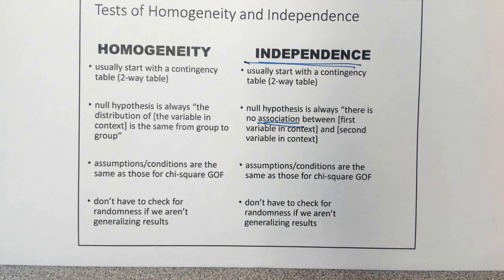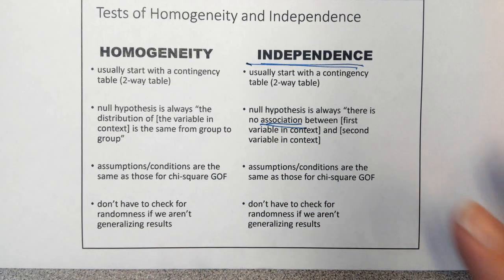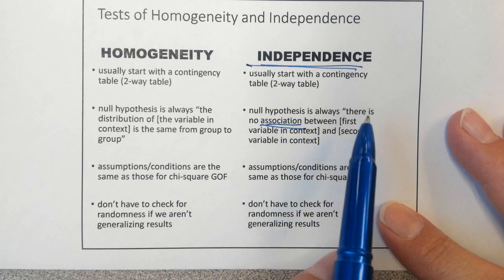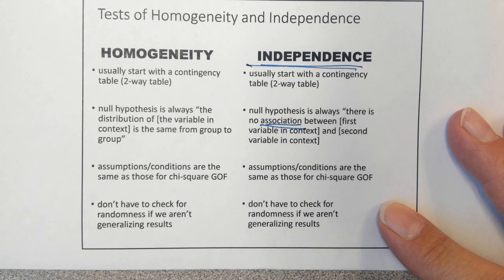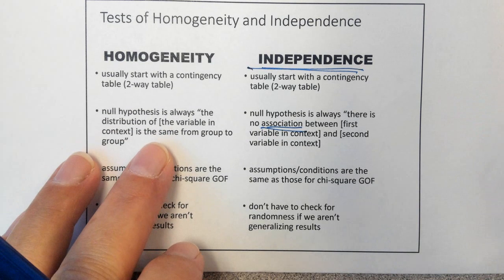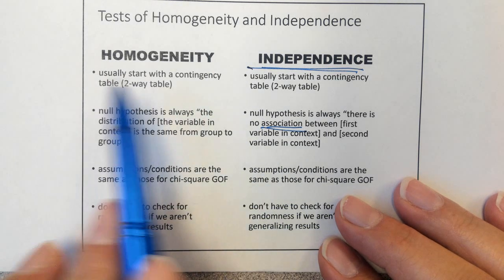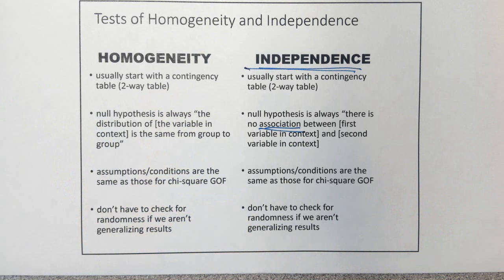Okay, so the easy part of independence is that the null hypothesis is always there's no association between the 2 variables, and you do those in context. And then the alternative would be there is an association between the 2. There is something going on. For the homogeneity, homogeneous means the same. Okay, to be homogeneous means to be alike. So in a homogeneous test, we're looking to see if some different groups are alike or not.